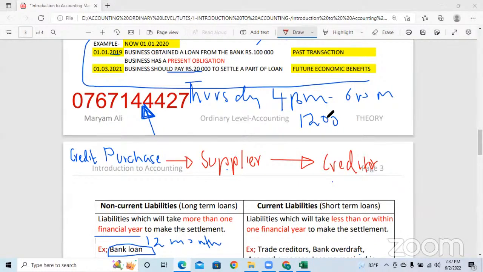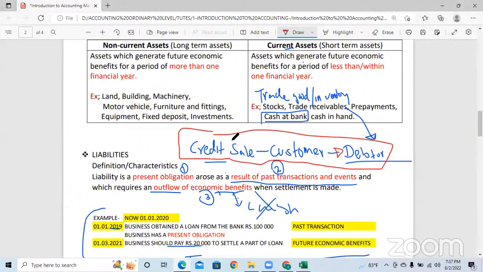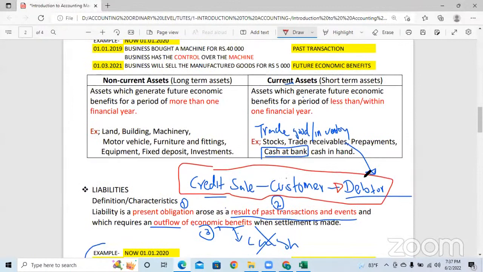Okay, so remember, when you make a credit sales to a customer, you create debtor. Credit sales is where you sell goods and your customer will pay you the money later. You create debtor. Guys, debtor is an asset because you are going to get benefits in the future.